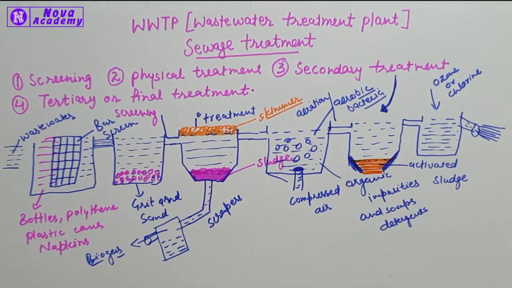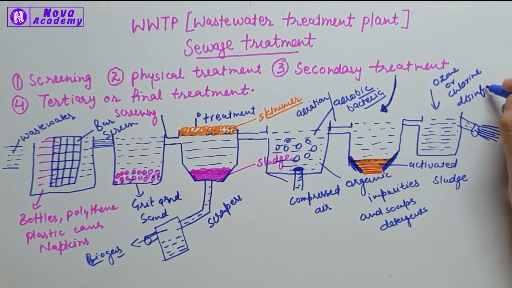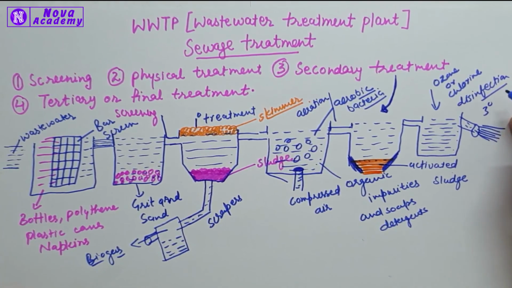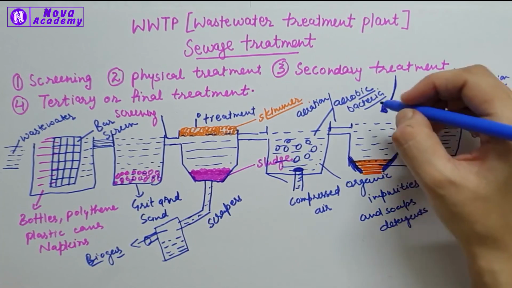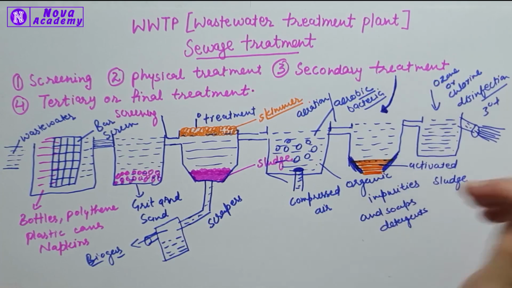If you don't want to send this water into the rivers, we can reuse this water because now it is safe to use again. So this is all about the sewage treatment and the disinfection. This last topic is called disinfection, which comes under the final treatment, or this is also tertiary treatment. Here it is secondary treatment, I already told you.